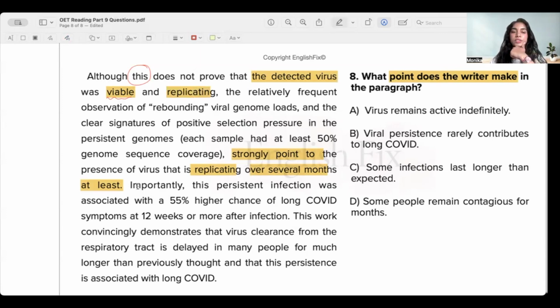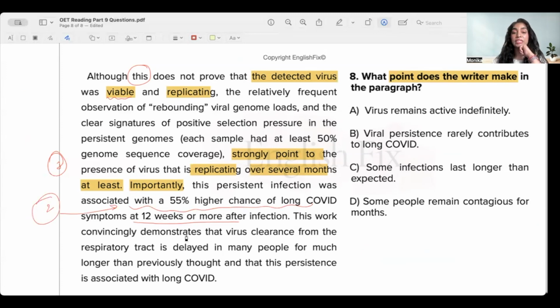Got it. What else? Then they use the word importantly. That should bring my attention. The persistent infection, because if something is happening for a lot of the time, it's persistent infection, right? That's idea number one here. The persistent infection was associated with this 55% higher chance of long COVID symptoms at 12 weeks or more after the infection. Okay, I think they are still saying the same thing over several months. I think I would call this persistent infection was long COVID. I guess I would call it a different idea, a second idea. Maybe that's another thing they're telling.